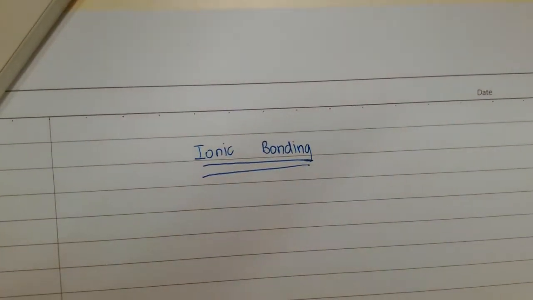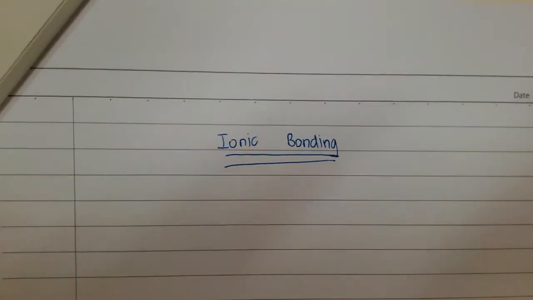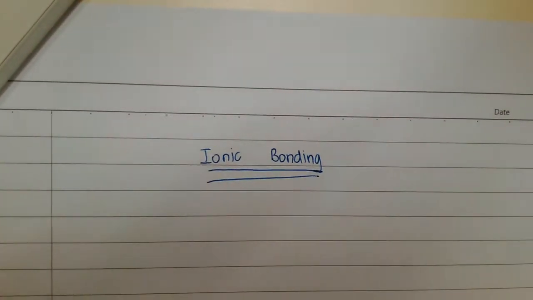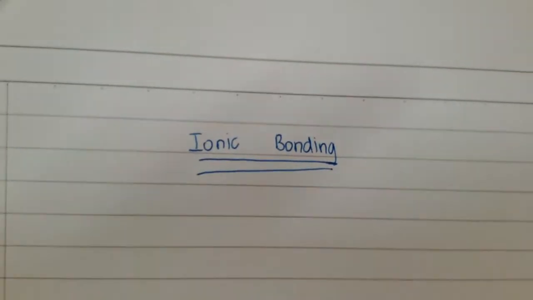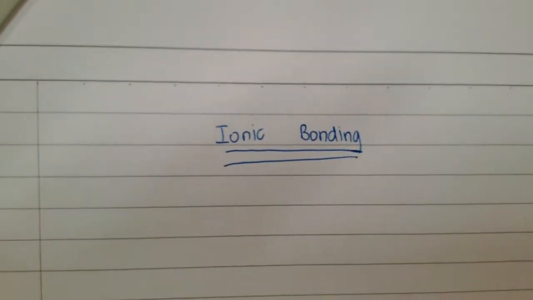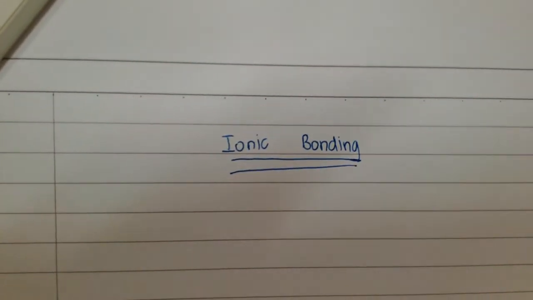Strong electrostatic forces of attraction between positively charged cations and negatively charged anions. Cations are formed when atoms lose their valence electrons, and anions are formed when atoms gain electrons into the valence shell. Both the cation and the anion attain the electronic configuration of the nearest noble gas.